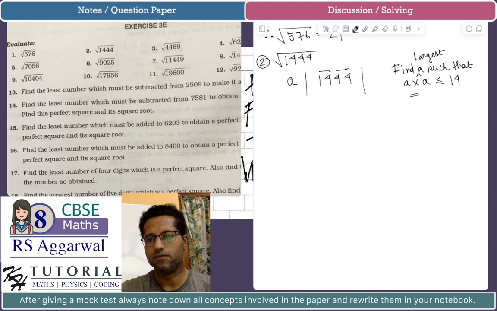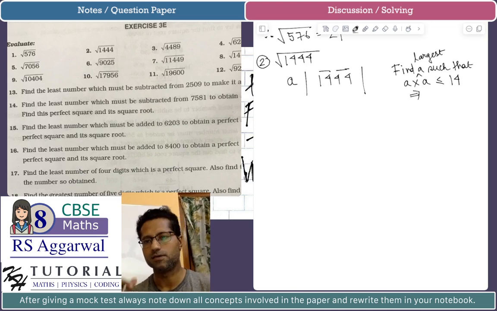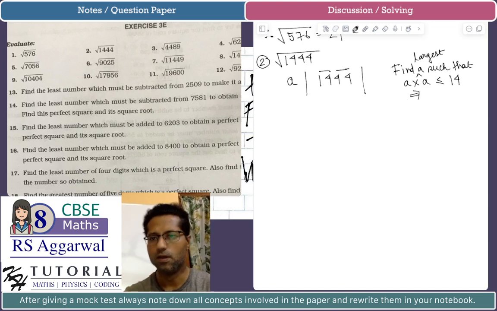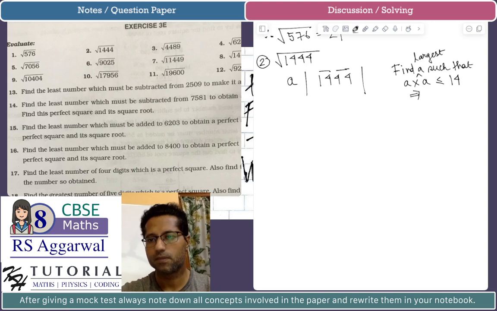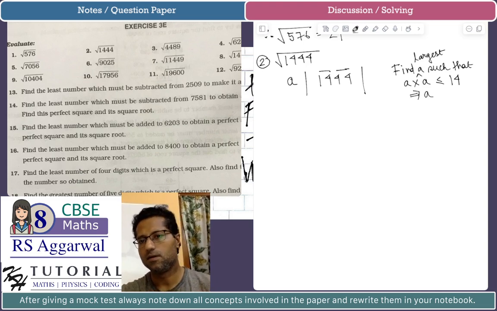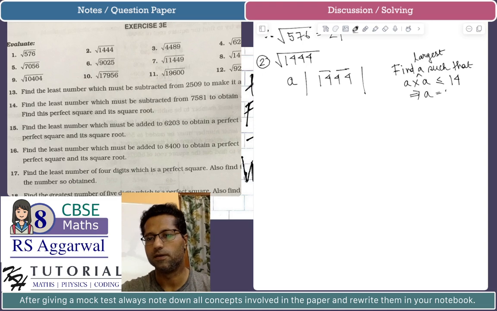Now, what can A be? Can A be 3? Yes, A can be 3. Can A be 4? A cannot be 4, because 4 into 4 is 16, which is greater than 14. So A is 3, and in the first step A will be a single digit.